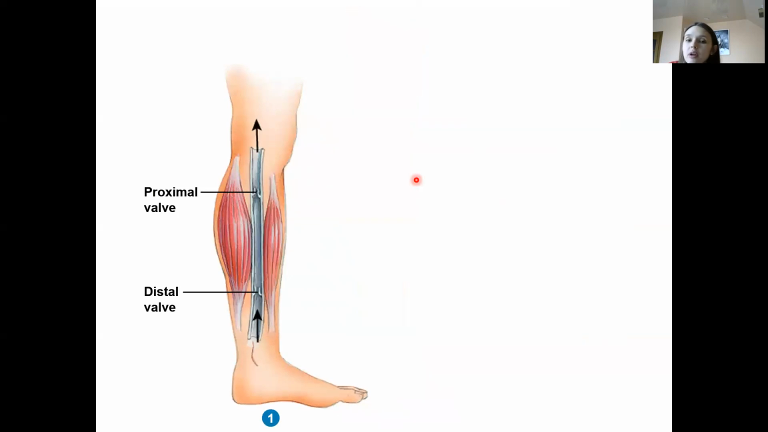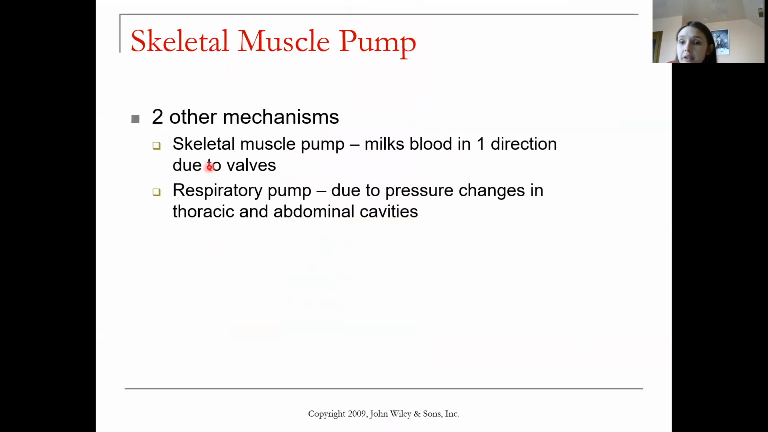In case of the respiratory pump, it happens due to the thoracic cavity. Mainly during inhalation, the pressure in the thoracic cavity will decrease, but at the same time the diaphragm will be pulled down and the pressure in the abdominal cavity will become higher. And this will help the blood also pump upward to the heart.